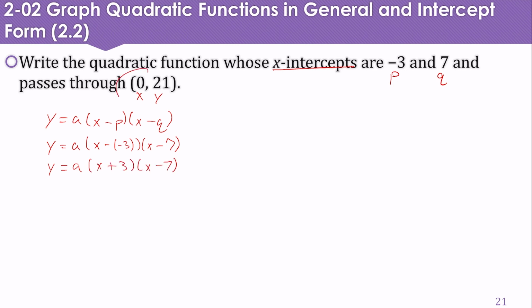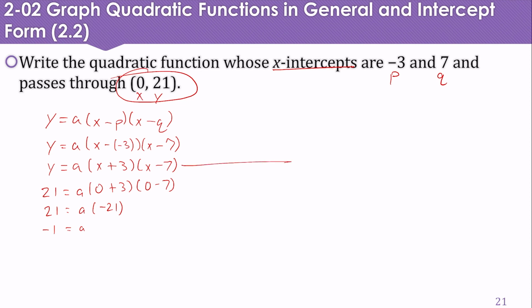And now we're going to plug in this other point for x and y. So y is 21, x is 0. Simplify, this will be a times -21. Divide, looks like a is -1. So now I know a, the p, and the q. Just take that and fill in the a. So it'll be -1 times (x plus 3)(x minus 7).